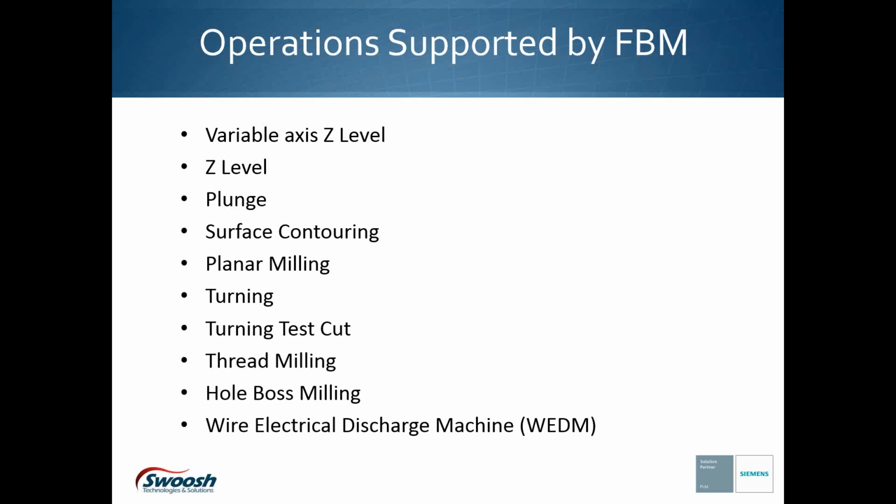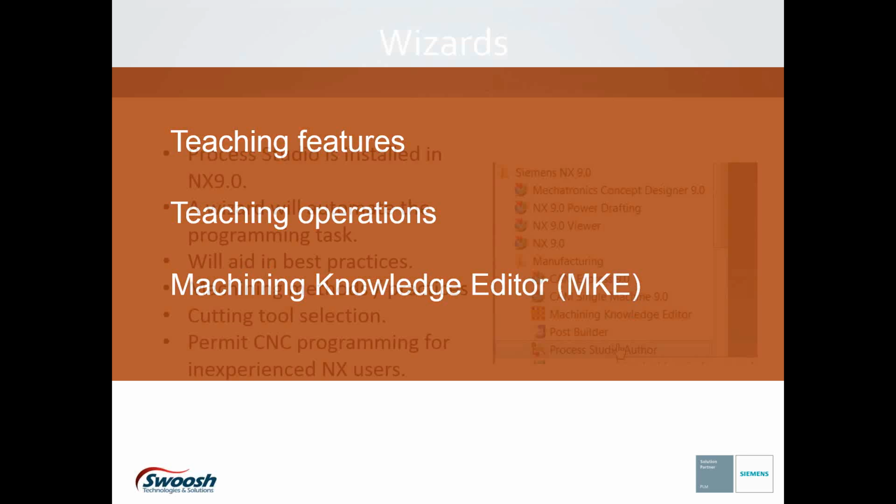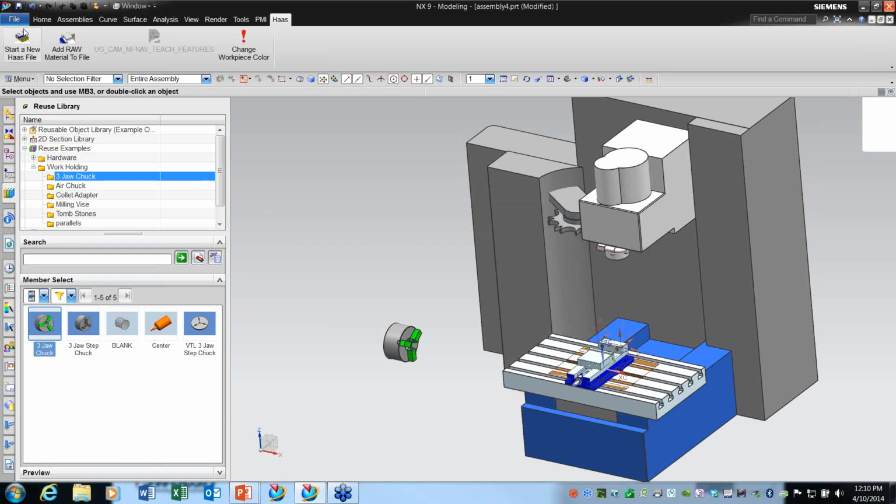The operations supported by feature-based are Z-level machining, variable axis Z-level machining, plunge milling, surface contouring, planar milling, turning, the turning test cut, thread milling, the whole boss milling, and the EDM machines. Three aspects of feature-based are teaching features, then you teach the operations, and then you have a machining knowledge editor to edit parameters within either one of those operations or features. Quick demo on feature-based machining.